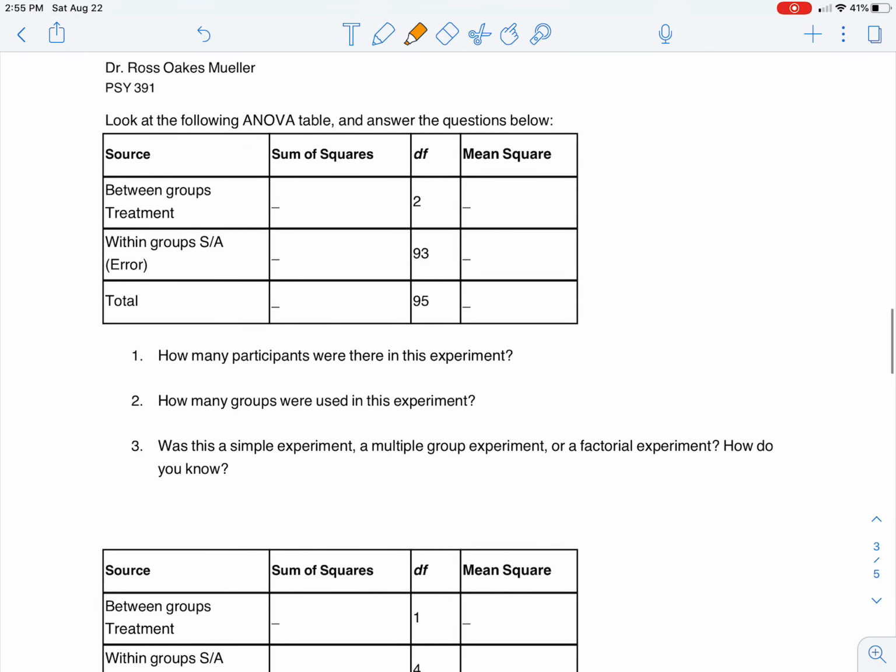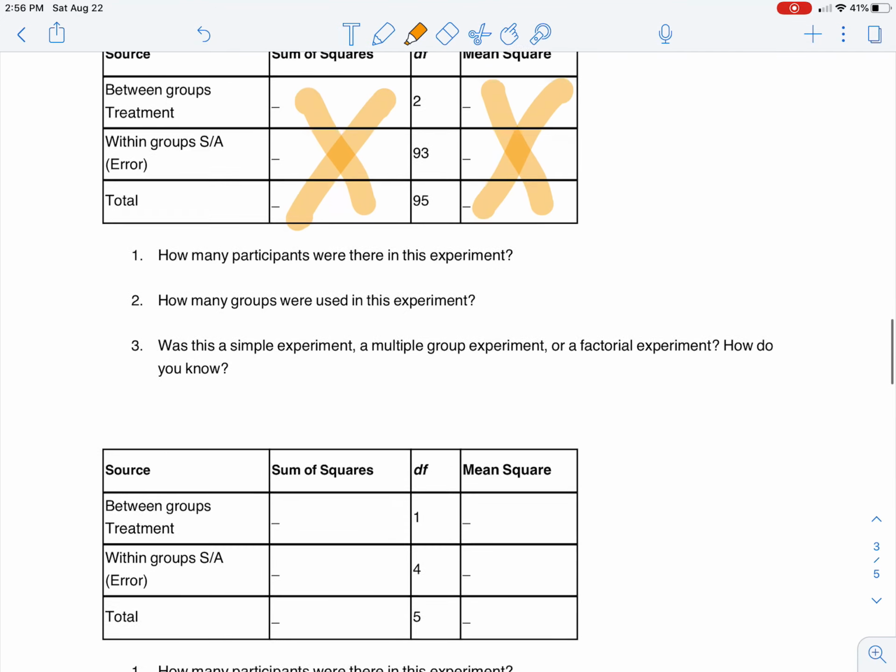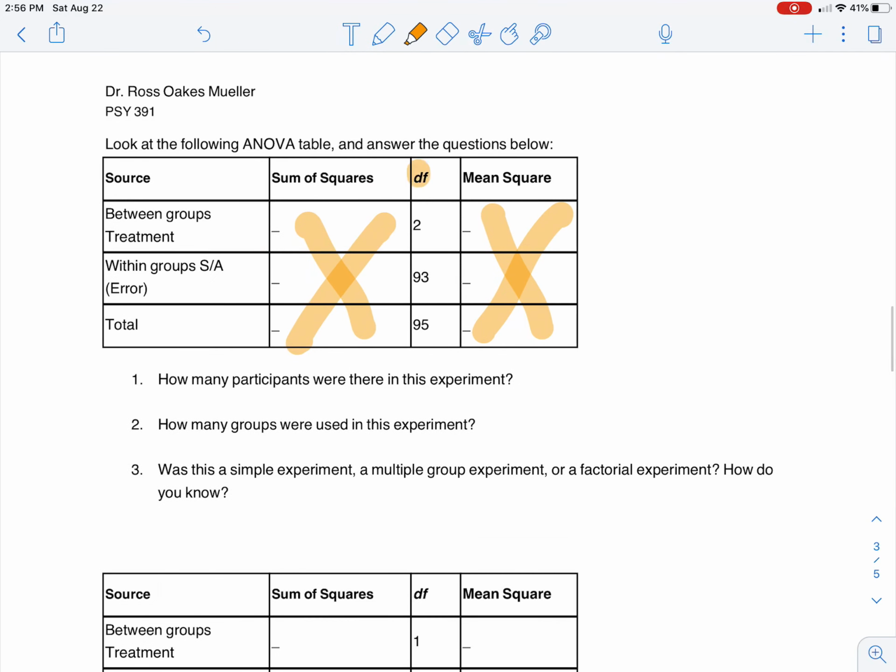Next, I've given you here an incomplete ANOVA table. Notice there's no sum of squares, there's no mean squares. Don't worry about it. Don't get stuck on this. You can imagine that there's data in there, but you don't need to know it for the questions below. What I want you to do here is look in particular at the degrees of freedom. Okay, the degrees of freedom.